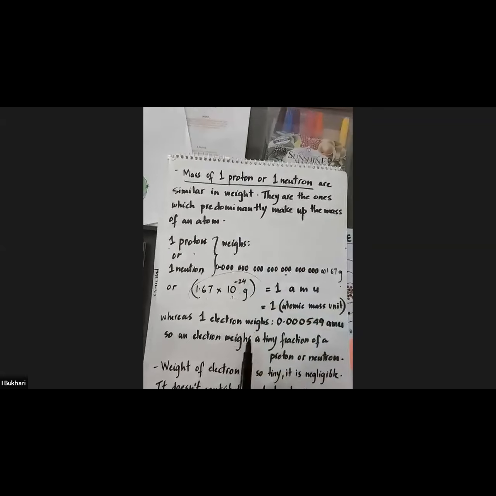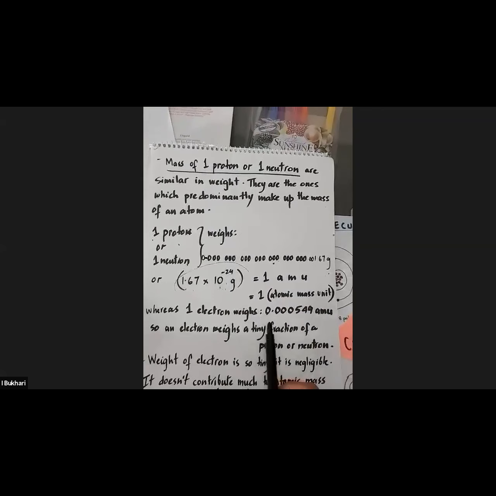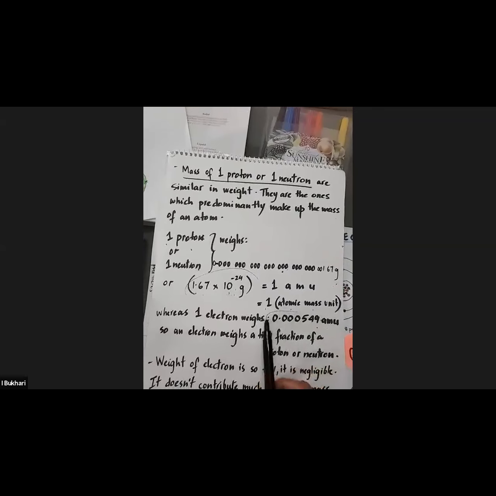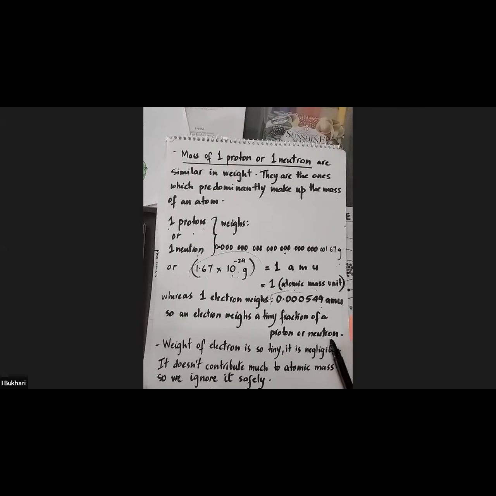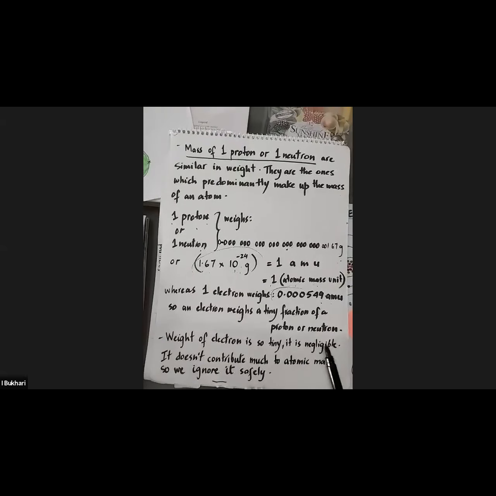Okay, now compared to this, look at the weight of an electron. An electron weighs 0.000549 of that one atomic mass unit, meaning it is this many times tinier than a proton or a neutron. Just a very tiny fraction. So the weight of an electron is so tiny that it is negligible compared to the weight of a proton or neutron.